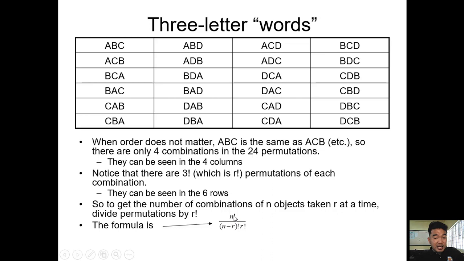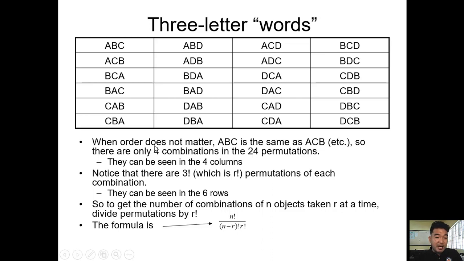So what is n factorial? 4 times 3 times 2 times 1, that is equal to 24. 24 divided by 1, 24 pa din. Tapos i-divide mo pa yung 24 by r factorial. What is r factorial? That is 3 times 2 times 1, 6. So 24 divided by 6 is equal to 4.